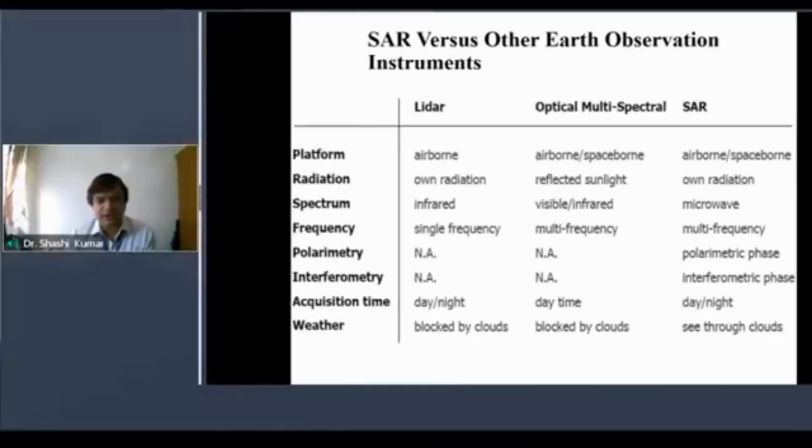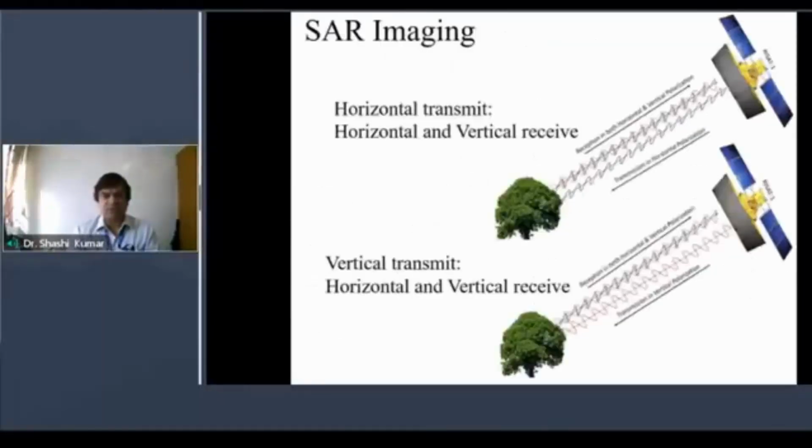They do not require the sun's illumination or the reflection of the sun's illumination from the object, so they can be operated at night. Both will have night vision capability. And when we talk about weather, LIDAR and optical multispectral, as we have discussed, have wavelength ranges in micrometers, so they will be completely blocked by cloud. The SAR sensor, due to its longer wavelength range, will be able to penetrate through the cloud.